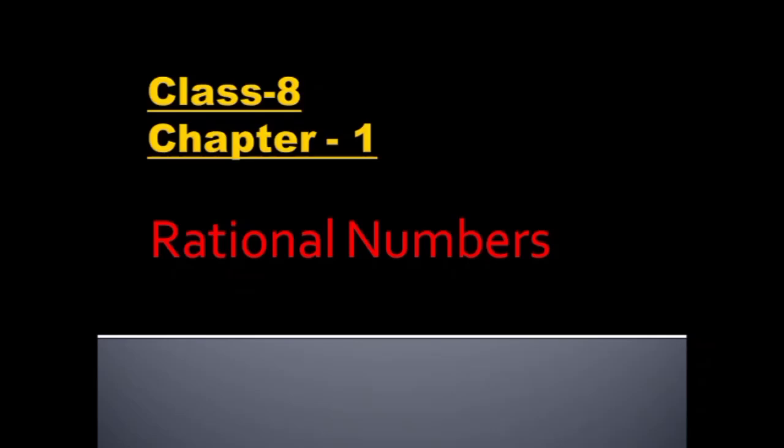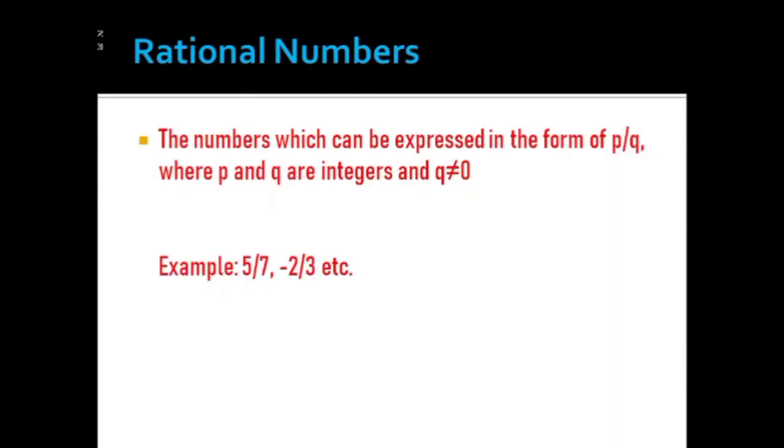We are going to start chapter 1 of class 8, that is rational numbers. To start the chapter, first of all, we must know what is a rational number. The definition of rational numbers is the numbers which can be expressed in the form of p upon q, where p and q are integers and q does not equal 0.